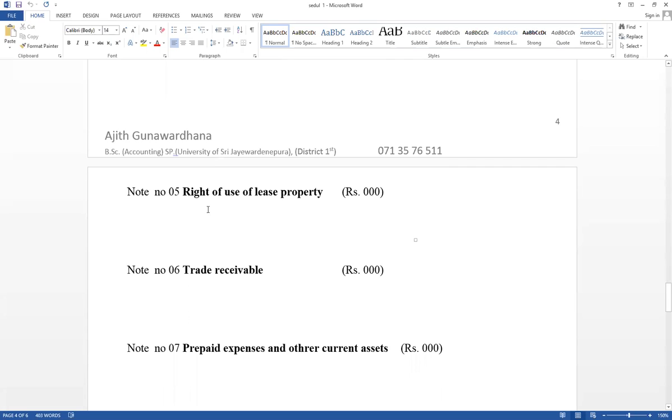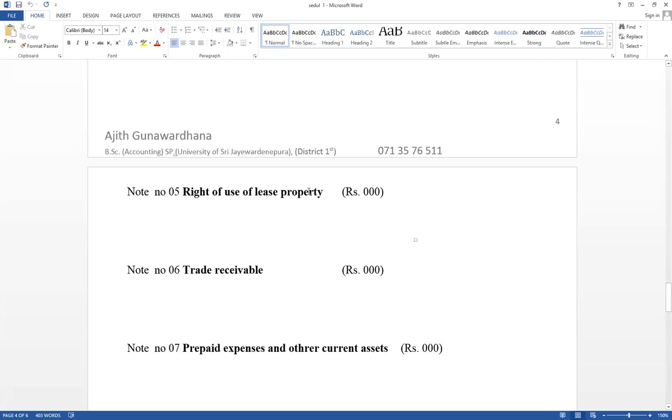Asset purchase under finance lease from 2012. They are continuously in the yellow paper. Therefore, definitely they ask leasing adjustment. Therefore, you have to know how to adjust. We have to prepare separate note for leasing. Therefore, right of use of lease property.